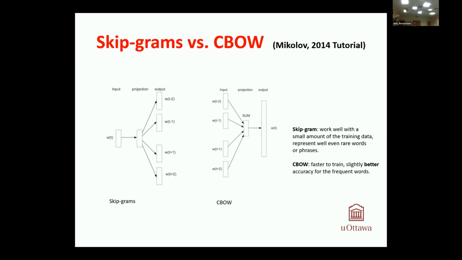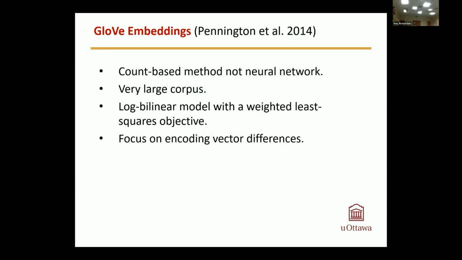Skipgram works well when you have less training data and represents rare words well, versus the other one, which is faster to train and slightly better for frequent words, which probably make up the majority of your test data. And we will use one of them.